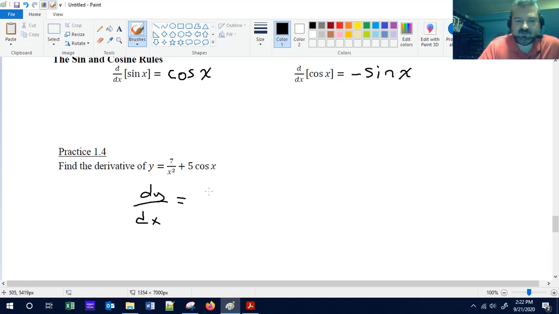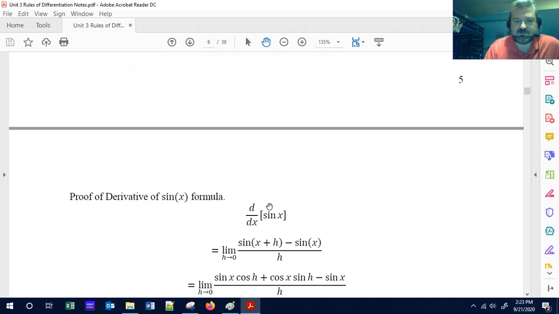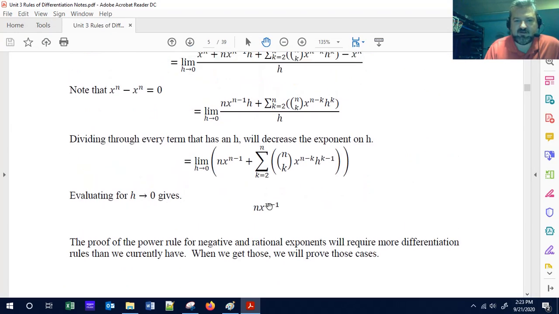So dy over dx is, well, we need to fix this first. 7x to the negative 2 plus 5 cosine of x. This becomes a negative 14x to the negative third minus 5 sine x. And I think that pretty much takes care of everything.